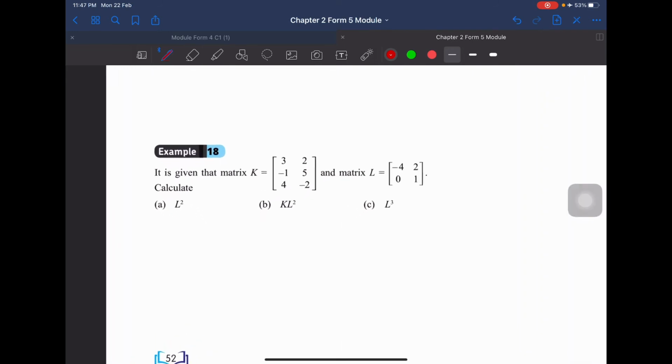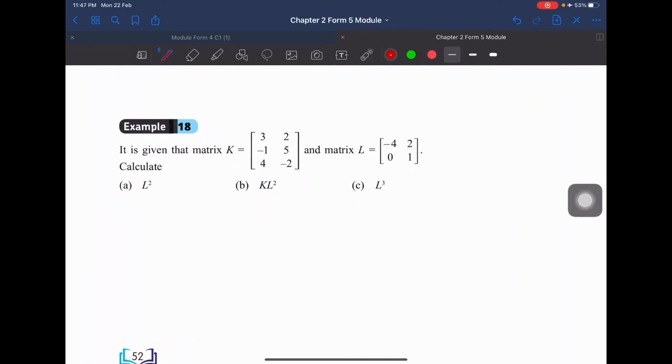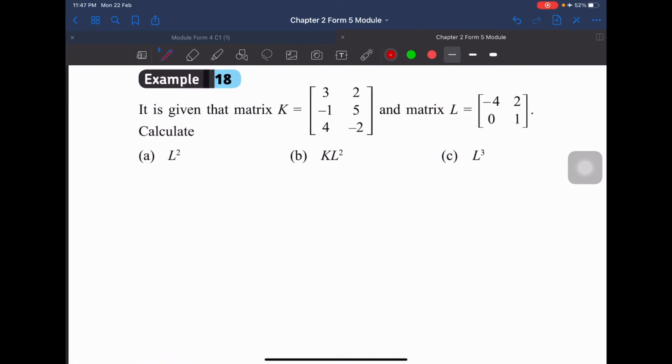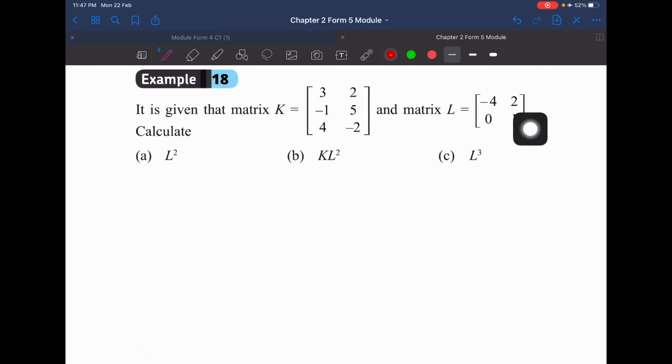Next, number 18. You have this question. It is given that matrix K and matrix L. Calculate L square, KL square, and L power of 3. So don't get scared if you have a look at this type of question. What is L square? L square is actually L times L, that's it.